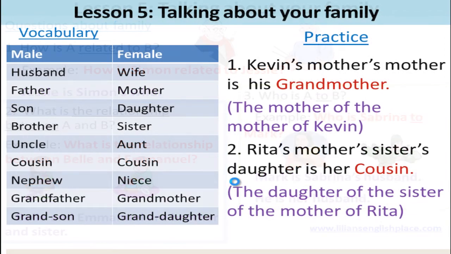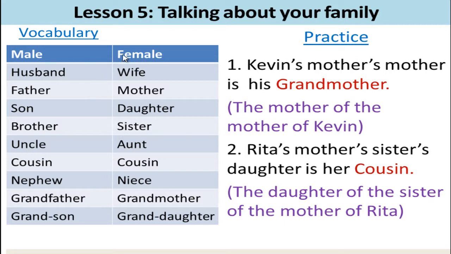Okay, now let's look at some vocabulary. Here you notice that we have two columns. We have a column for males and we have a column for females. If you look at this table carefully, you will notice that we have the word cousin here. Cousin in the male column and cousin in the female column, it just means that a boy, a girl, a man or a woman can be a cousin. So we have the same word for both sexes.